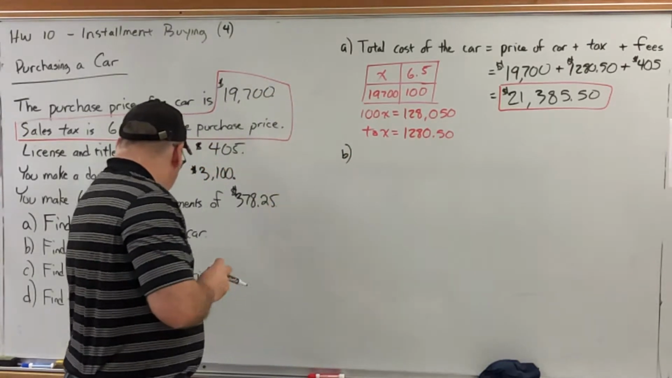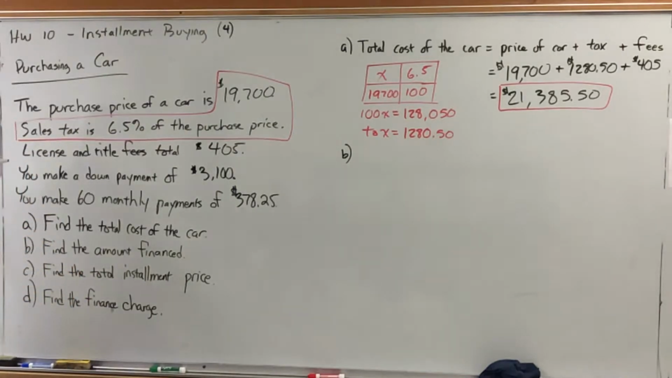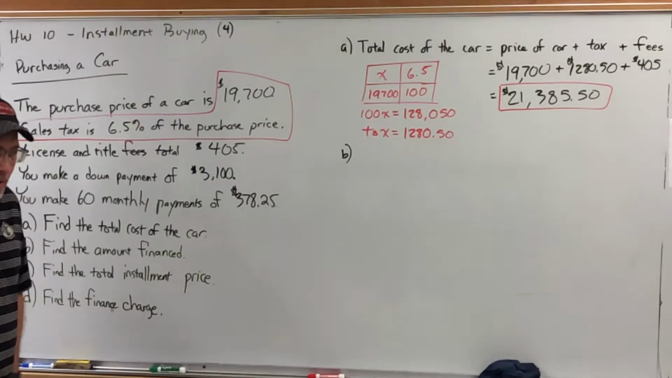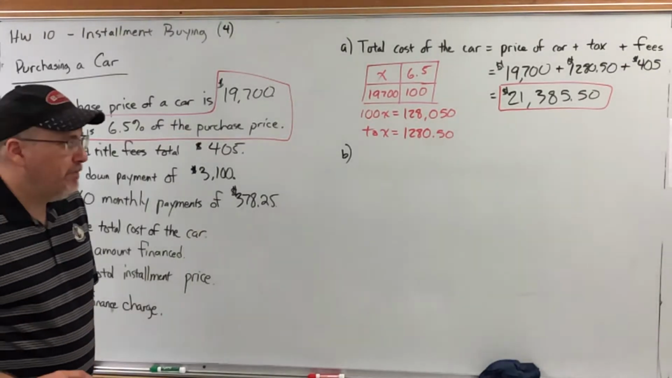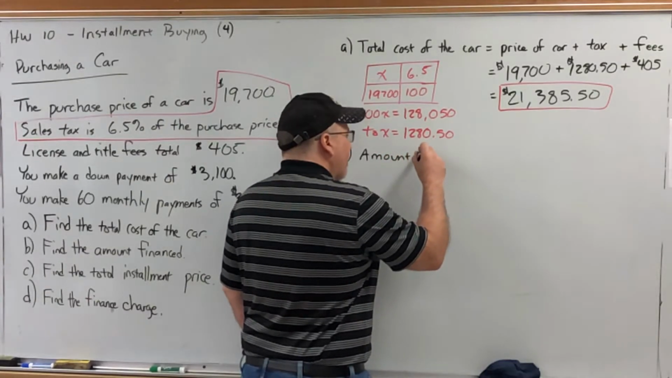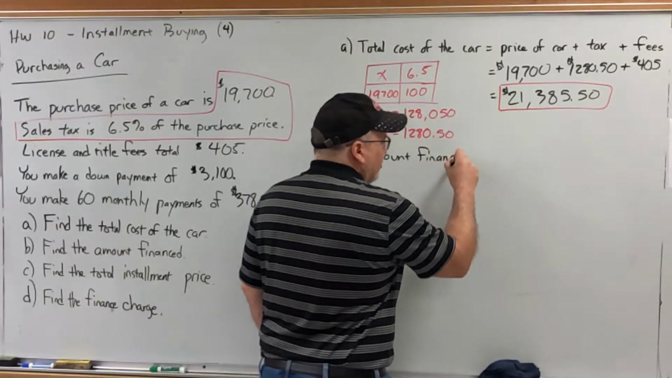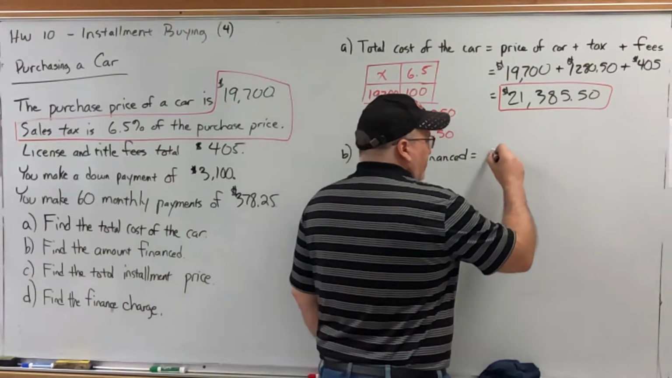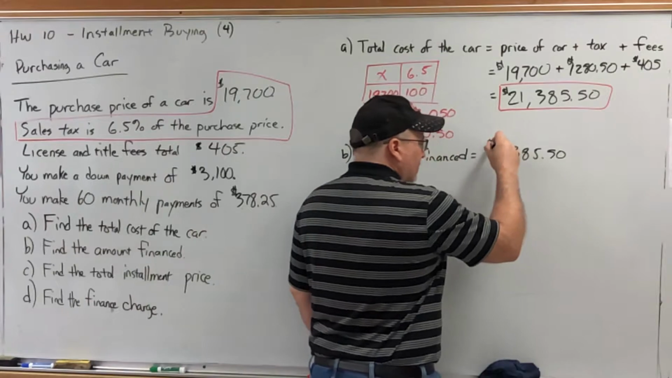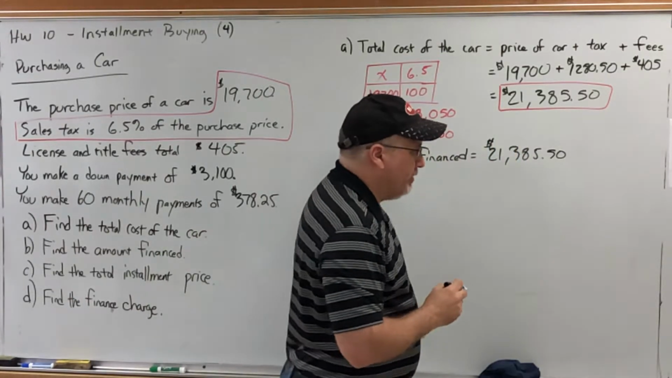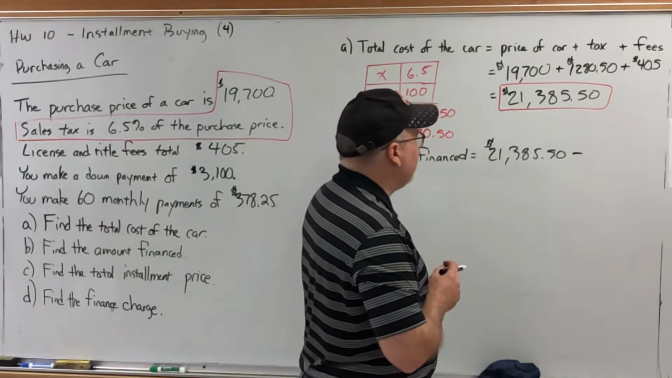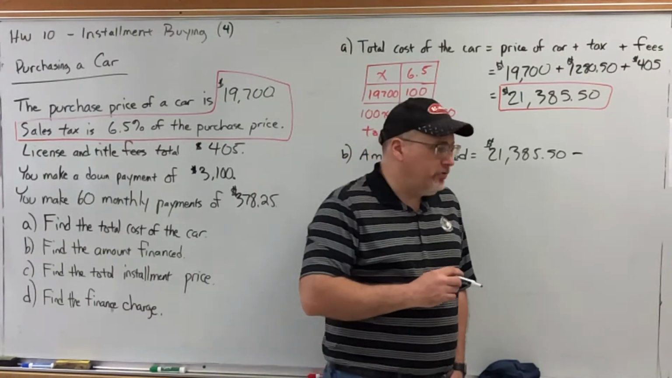Part B, find the amount financed. Remember, the amount financed is just how much you owe minus how much you paid in the down payment. So the amount financed, basically how much you need to borrow, is $21,385.50, the total cost of the car, minus the down payment, which was $3,100.